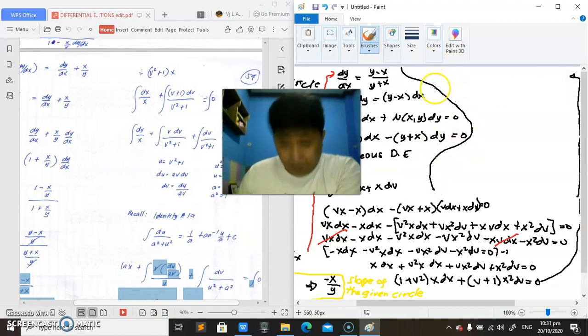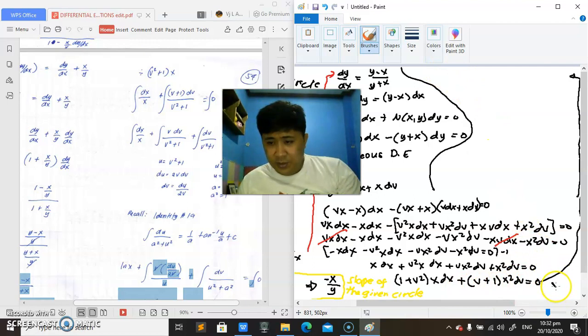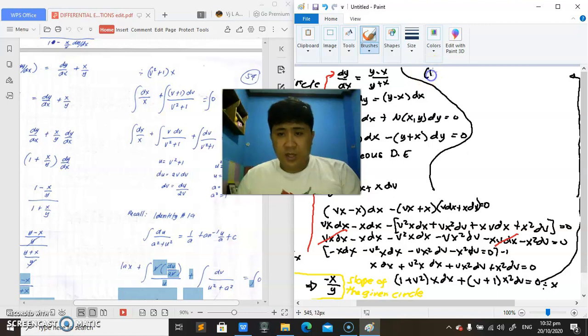Now from there, we could divide this with x. We have x here and x here, so we could simplify this. That becomes 1 plus v squared. Dividing by x, the x is gone. What remains is dx plus v plus 1, and x squared divided by x is just x dv equals 0.